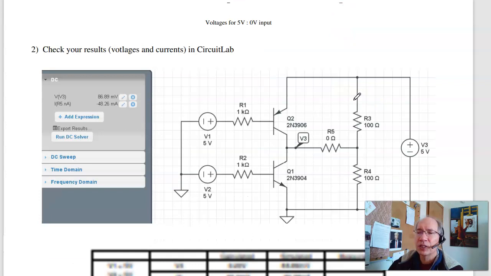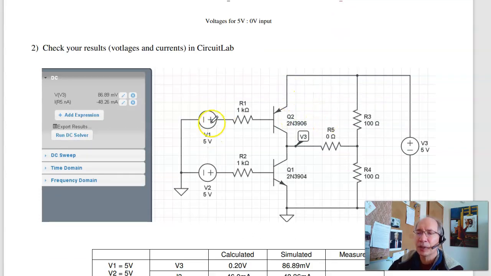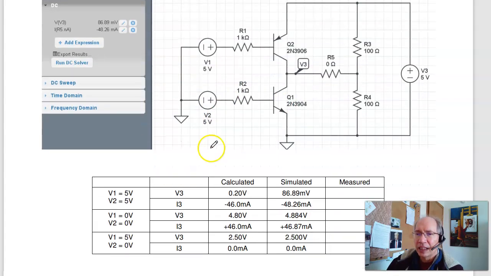In CircuitLab, I can check the answers. You build the circuit, apply voltage at these two, and here's what I should get: 0.2, 4.8, 2.5. Here's what I actually got: 0.08, 4.88, 2.5. All it says is that when I saturate the transistor, it's roughly 0.2 volts when saturated. In this case, it's actually 0.08 volts, closer to 0.